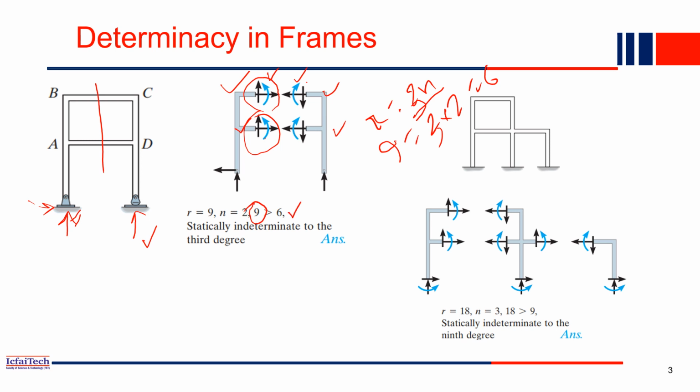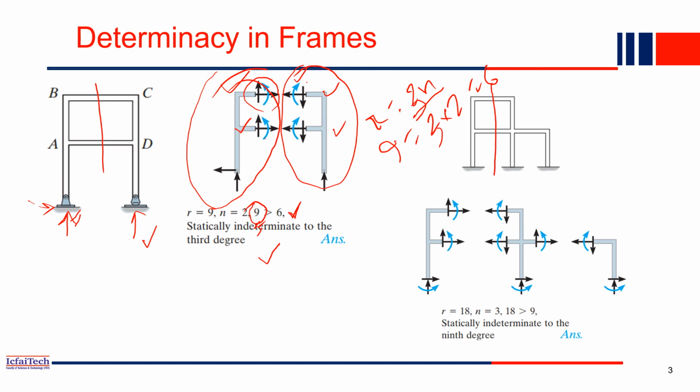You have 6 equilibrium equations: 3 equations for this part and 3 equations for this part. So total 6 equations, but the total number of unknowns is 9. That's why this frame is statically indeterminate of 3 degrees, because you have 6 equations and total unknowns are 9. So 9 minus 6 is 3. Similarly for here also, you have to calculate.